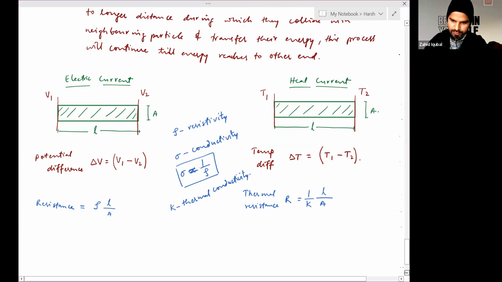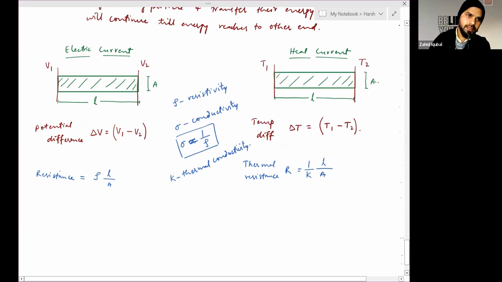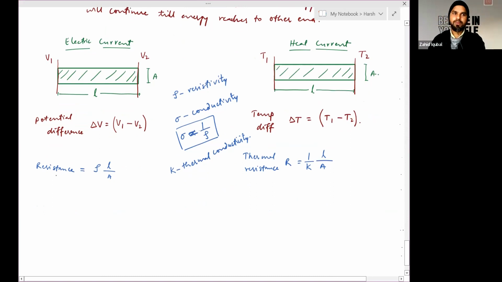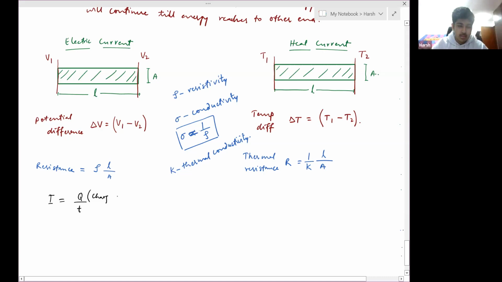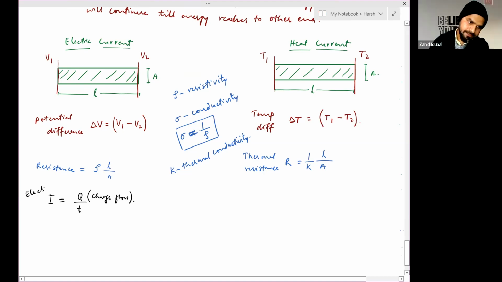Before that, let me explain one more thing. In case of electric current, electric defines electric charges and current means flow of it through any conductor per unit time. So electric current means the rate of flow of electric charge, denoted by I, which equals Q by T. Q is charge flowing, and T is time taken. So this is electric current.